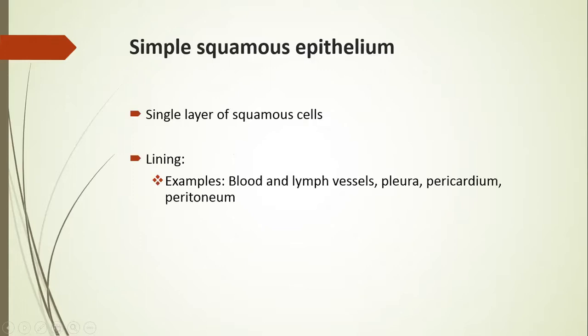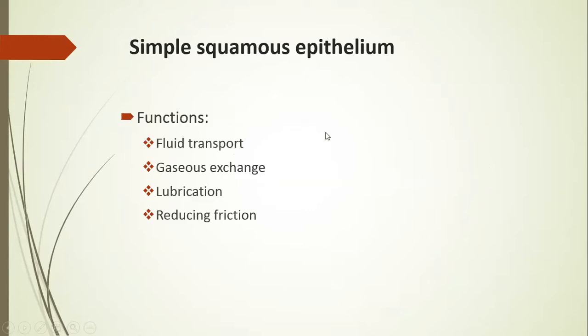Examples for simple squamous: it lines the blood and lymph vessels, and also the serous lining for cavities, pleura, pericardium, and peritoneum. Also, it's found in other regions like the loop of Henle in the kidney. Functions of the simple squamous epithelium are fluid transport, gaseous exchange, lubrication, and reducing friction.